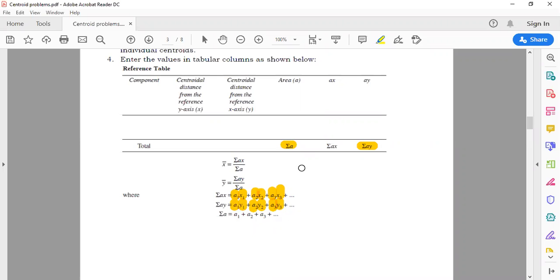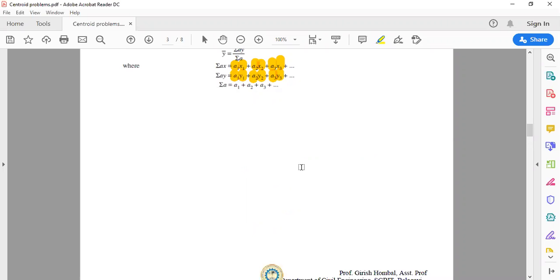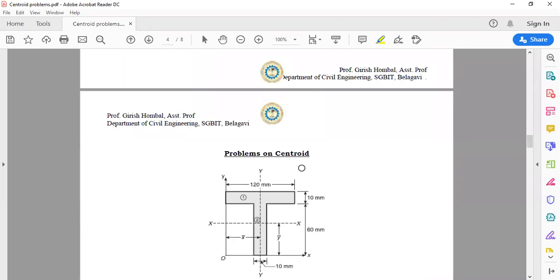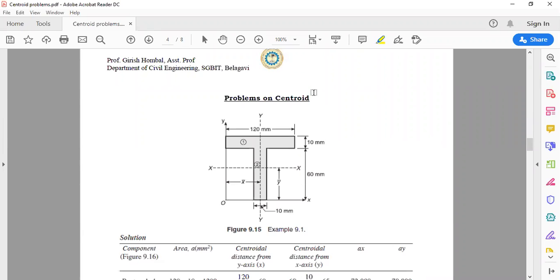Now let us take a diagram wherein all those points will be clearly understood. So you can see in this diagram, here you have a T section. Now, this T section is formed by combining two rectangles. You can see that this is the reference y-axis, and this is the reference x-axis.